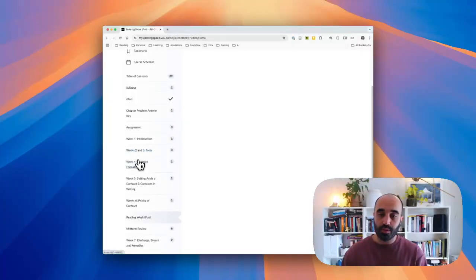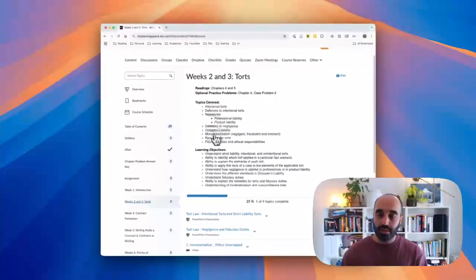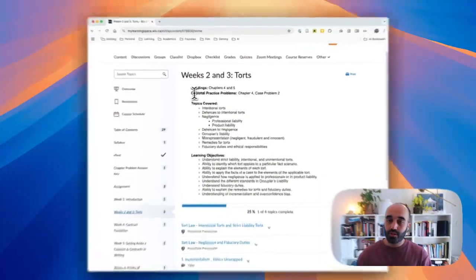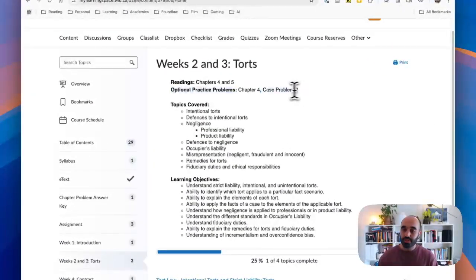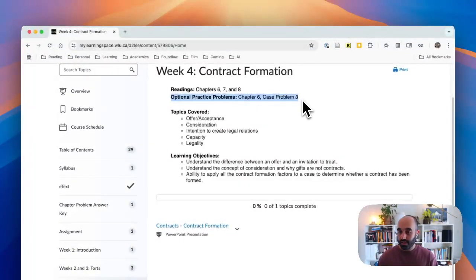So for example, if I pull up weeks 2 and 3 here, we're going to see the learning objectives, the topics covered, and over here we're going to see optional practice problems. Chapter 4, case problem 2, right? I could do the same thing in week 4, and I'll see the same thing here.